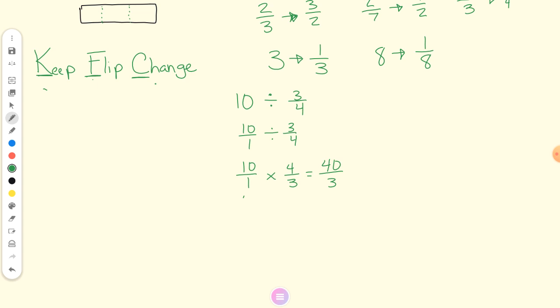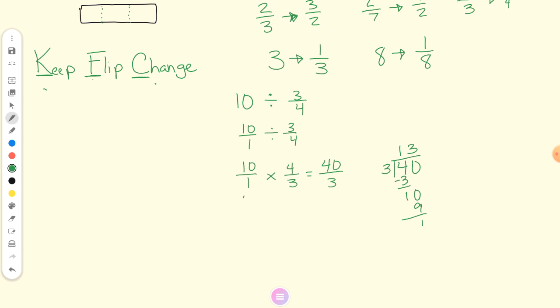Brody, help him out. 40 divided by 3. Say it the other way. 40 divided by 3. Good job. So 40 divided by 3. Brady, how many times does 3 go into 4? Once. Good job. 1 times 3 is 3. Nate, how many times does 3 go into 10? 3 times. 3 times 3 is 9. I have 1 left over.